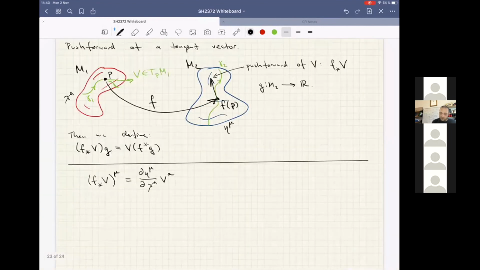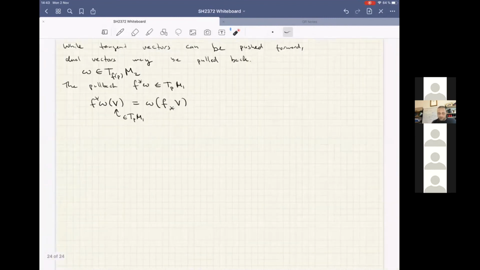It's similar to the definition that we had here of defining the push forward of V in terms of the pullback of F, but now going in the other direction. So here we have a dual vector on M1, taking a tangent vector on M1 as the argument, and that is by definition equal to this omega which we had, which was the dual vector on M2, taking this tangent vector on M2 as its argument.